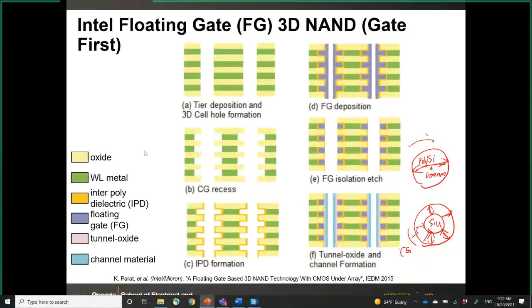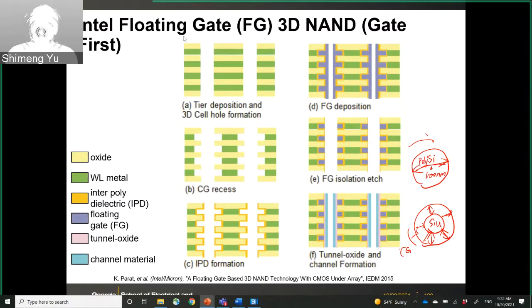And the other approach used by Intel is the gate first process. And Intel still uses the floating gate transistor for the 3D NAND flash. So in this case, still we have multi-tier of this kind of oxide and nitride, and you etch through. And after that, we are going to deposit the gates, like the interpoly dielectric first, and then the floating gate. So here, this light blue color is the floating gate, and then you etch through that, and then finally you form the channel. So here is the gate first and the channel last fabrication process.